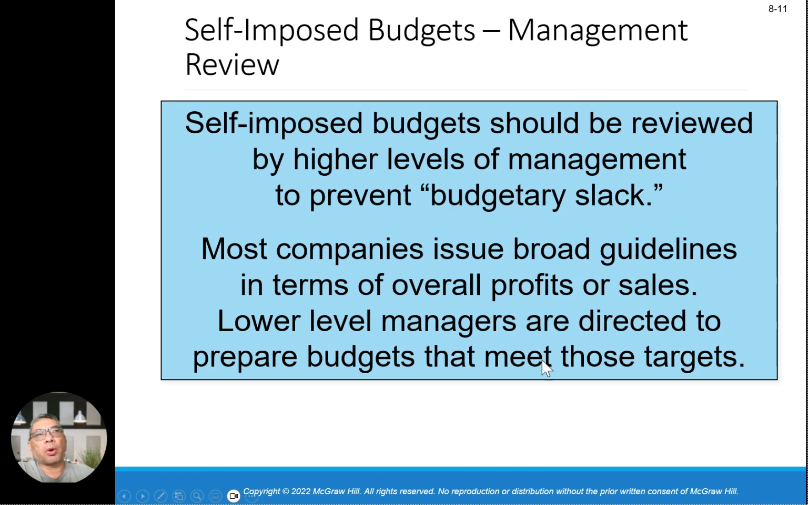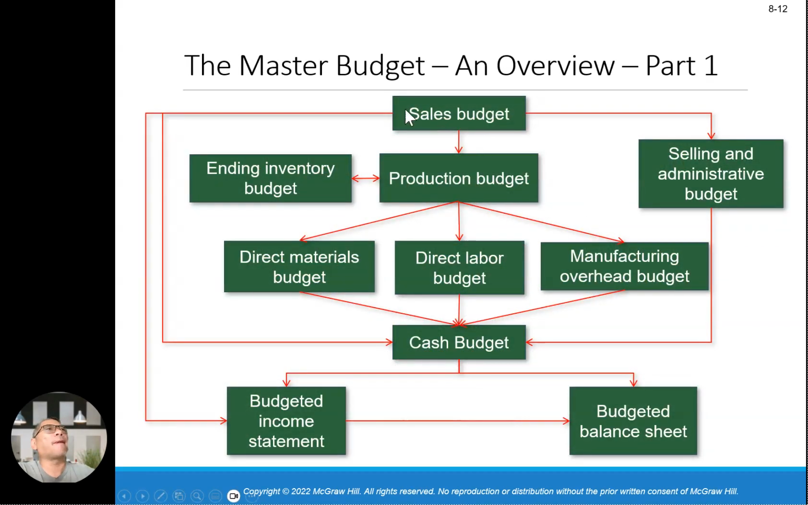Most companies issue broad guidelines in terms of profit and sales. Lower-level managers are directed to prepare budgets to meet those targets. In terms of budgeting, you start with the sales budget, all the way to the production budget. There's an ending inventory budget here. In terms of the production budget, you have the direct materials budget, direct labor budget, and overhead budget. There are three components in the production budget. For the sales budget, you also have the selling and administrative expense budget here.